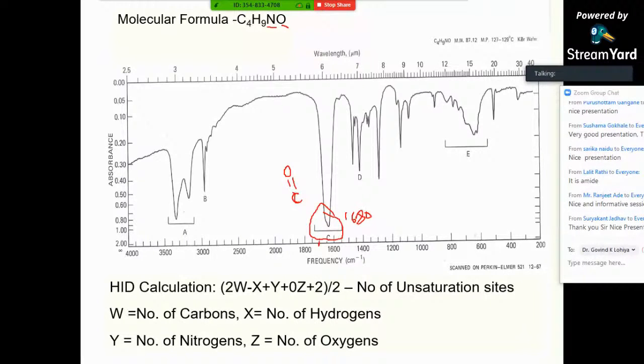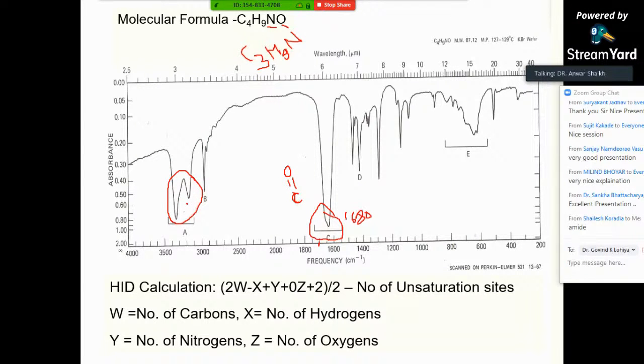Now we have to subtract C double bond O from this molecular formula. So what is remaining? C3H9N, because we have removed C double bond O. Okay. Now another thing we can see here.